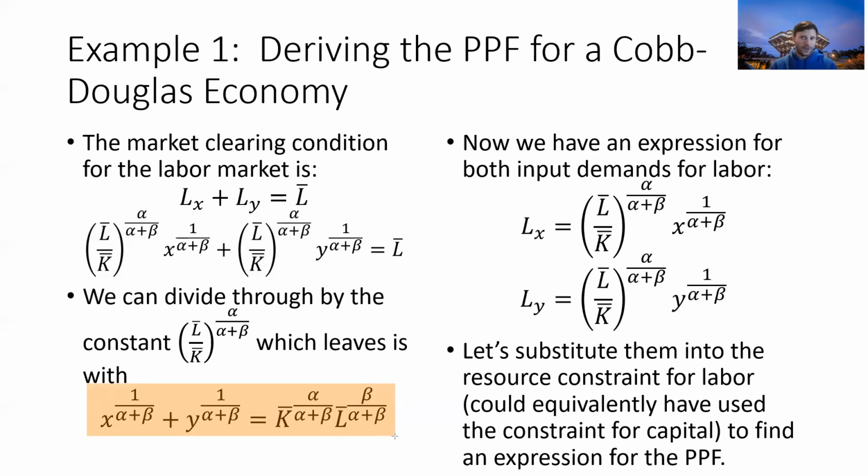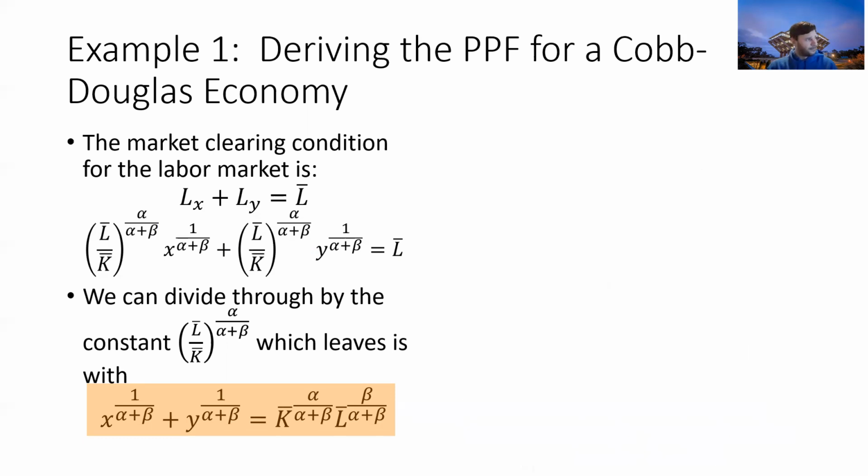We should see that what we have is some relationship between X and Y. And everything on the right-hand side of that equation is a what? Like K bar, alpha, beta. Those are all what? Yeah, they're all constants. That's right.